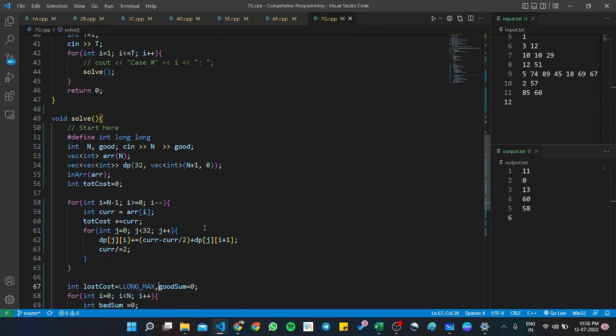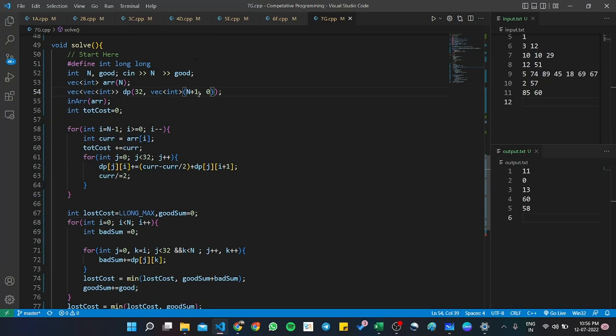In this coding section, I first take the input and create a DP array. With 32 rows, 30 rows would be enough, so I created extra rows. Next, I create n plus 1 columns. These extra columns are for the edge condition.